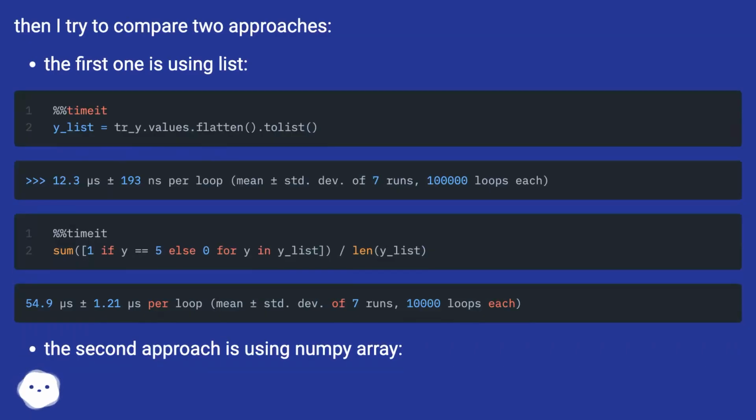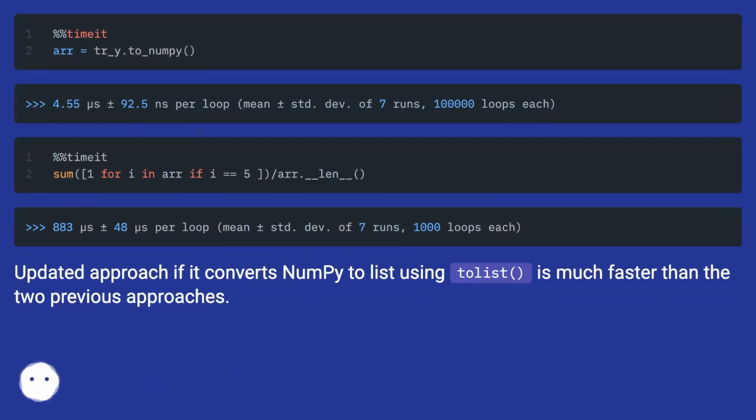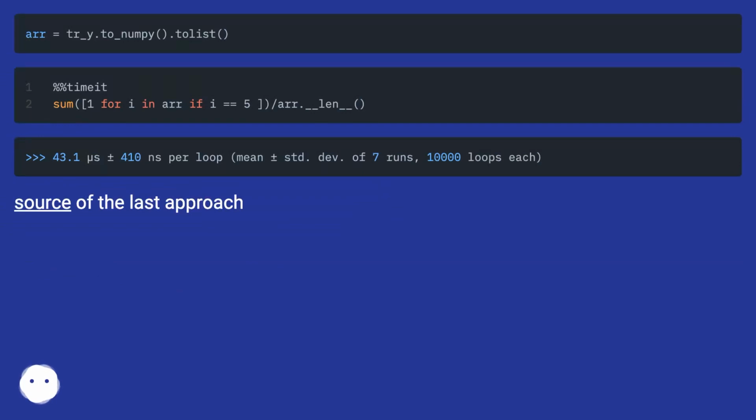Then I try to compare two approaches. The first one is using list. The second approach is using Numpy Array. The updated approach, converting Numpy to list using tolist, is much faster than the two previous approaches. Source of the last approach.